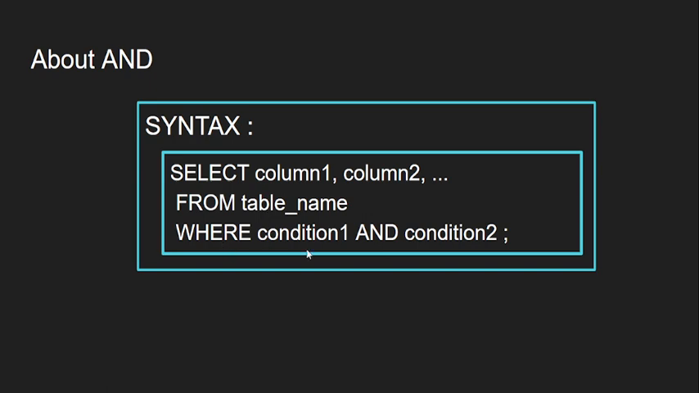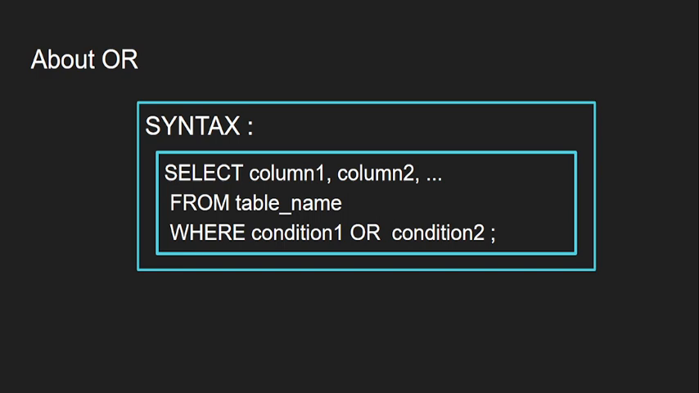In the WHERE clause, we have to mention the conditions on the basis of which we want to retrieve the data. Here you can see condition 1 and condition 2. I am separating both conditions with the AND operator. What will the AND operator do? If both conditions, condition 1 and condition 2, are true, it will return or display the data to you on the screen. Otherwise, it will not return any value.